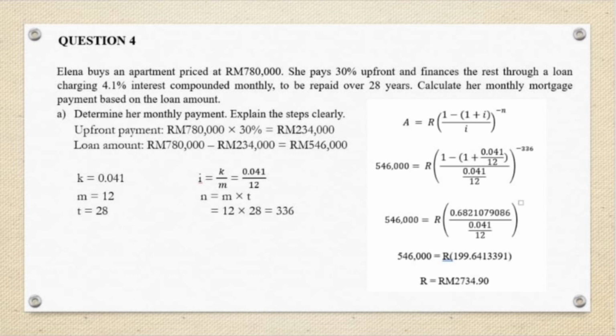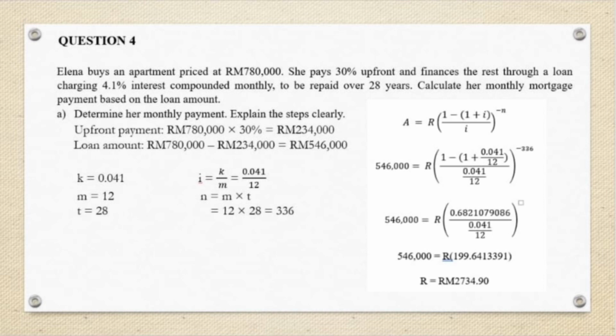Right now, we want to find her monthly payment, and when we see monthly payment, it is a keyword for the topic of annuity. It is stated that there is 4.1% interest, which means the K will be 0.041. M equals 12 because it is compounded monthly. T equals 28 since it needs to be repaid over 28 years. I equals K over M, which equals 0.041 over 12. N equals M times T, which is 12 times 28 equals 336. With this information, we can plug them into a formula. We want to find her monthly payment, which means we want to find the R.